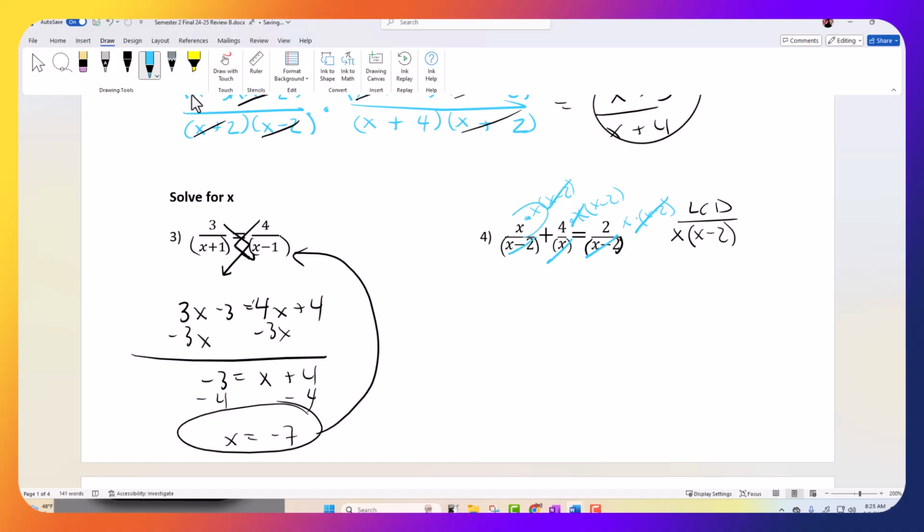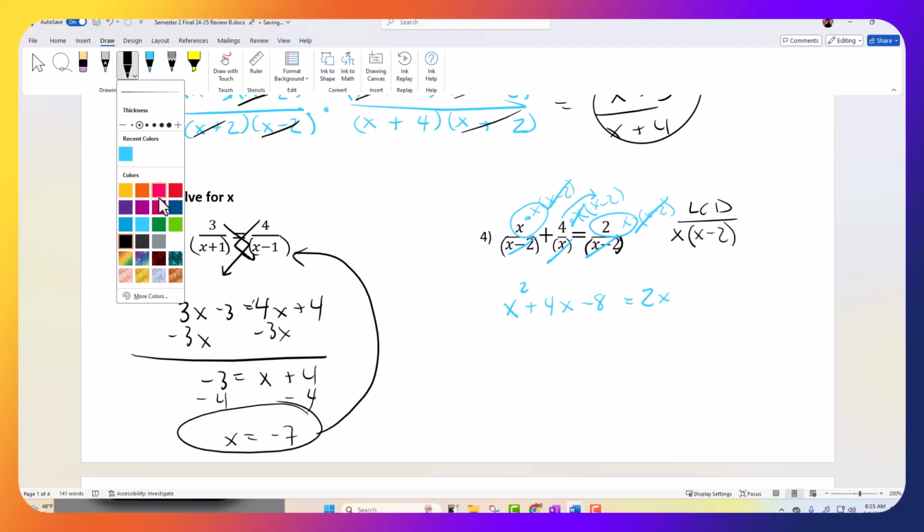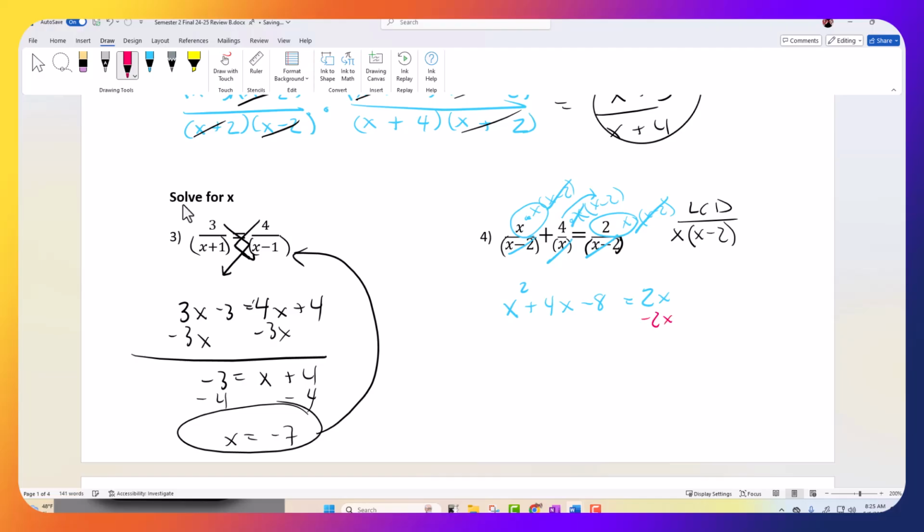and we end up with x times x, which is x squared, 4 times x minus 2, which is 4x minus 8, and over here 2 times x is 2x. Because we have an x squared, we want to make this thing equal to 0, and so the way we're going to do that is by minusing our 2x over to the other side and getting x squared plus 2x minus 8 equals 0. Now if we factor that, x and x, how do we split an 8 so that when we minus we get 2? It would be 4 and 2.